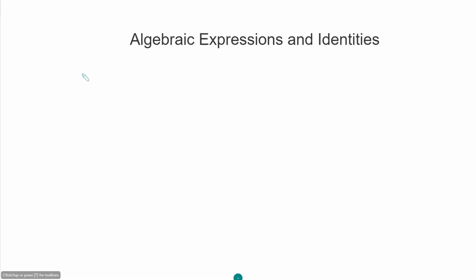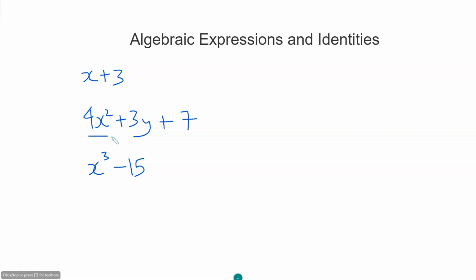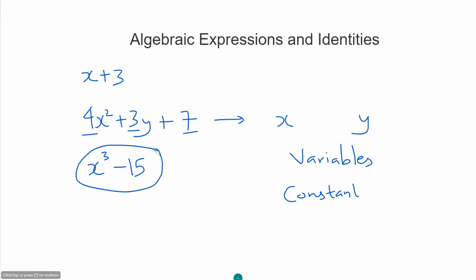Let's write a few expressions. So all of these are examples of algebraic expressions. Let's take a closer look at the second expression, 4x squared plus 3y plus 7. In this expression, you have x and y, which are called variables. And you have numbers like 4, 3 and 7. Such numbers are called constants. So this expression here has just one variable x and the constant is 15. So that's variable and constant.